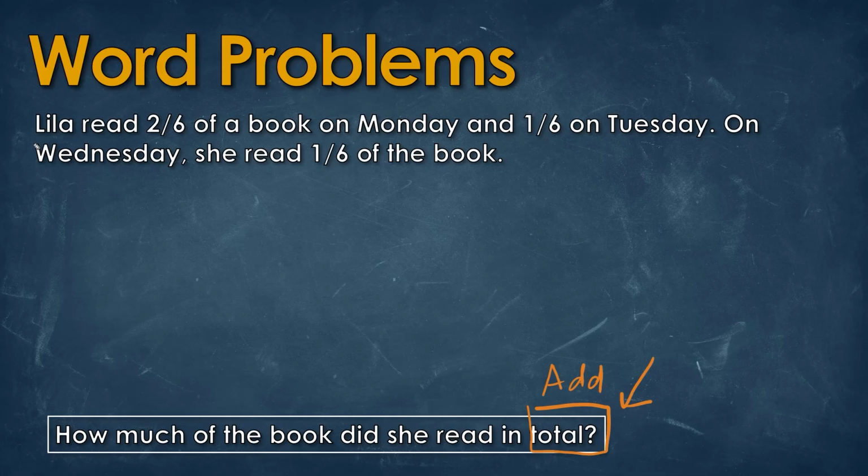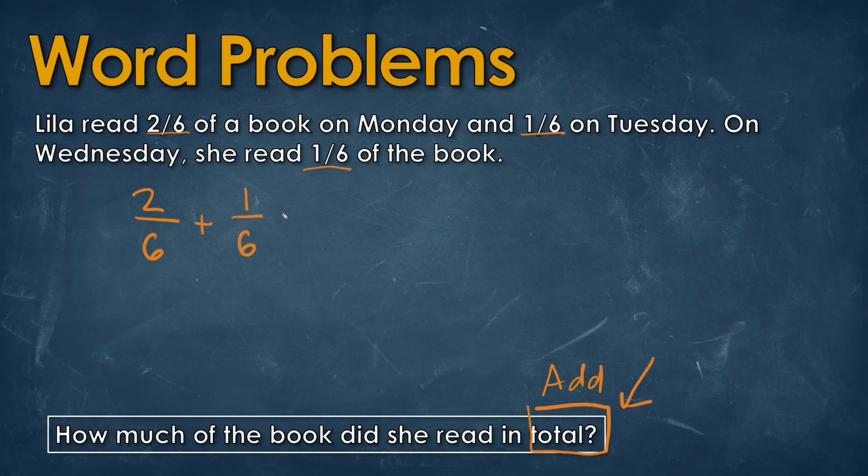Reading the question, it says that Lila read 2/6 of a book on Monday, 1/6 of a book on Tuesday. On Wednesday, she read 1/6 of the book. And so we want to see how much she's going to be doing in total. So when we're adding fractions, we're going to put 2/6, and then we're going to add the next fraction. And since we have a total of 3, we're going to be adding twice.